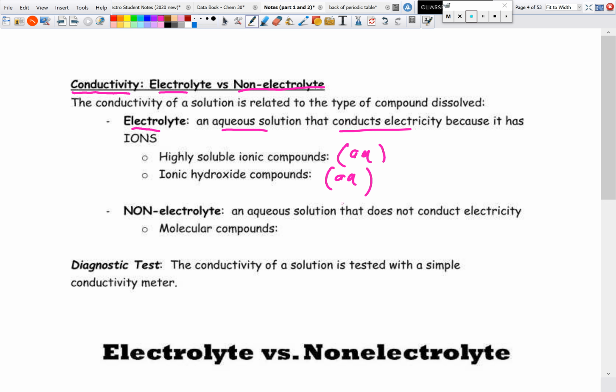Now a non-electrolyte is a solution that does not conduct electricity, so we're going to have our molecular compounds, our elements, because they don't dissolve, and of course our non-soluble ionic compounds as well. All of these won't be able to conduct electricity. Only our highly soluble ionic compounds will.